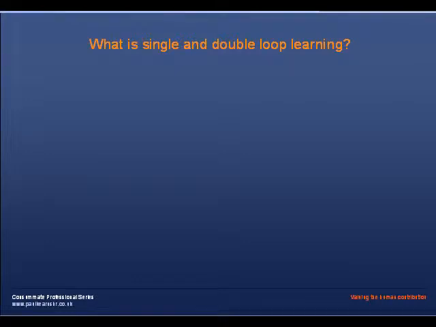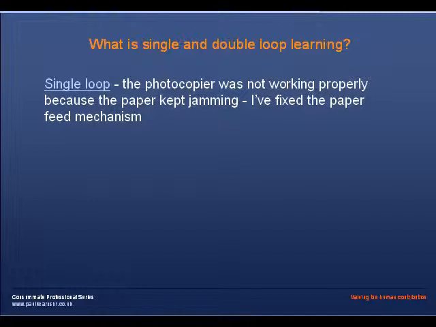Now here's an example of what this means in practice for organisations. A very simple example. A single loop approach to a problem here is if the photocopier stops working and you think it's because the paper mechanism is jamming, then you would fix the paper feed mechanism.